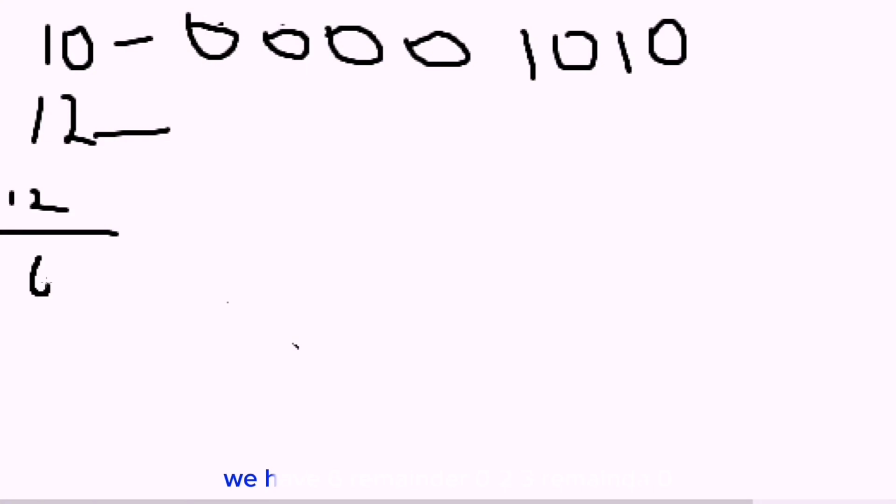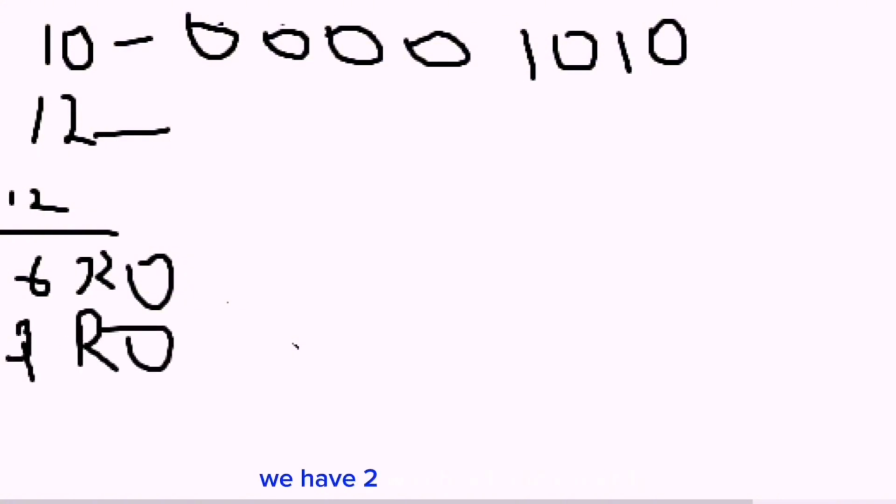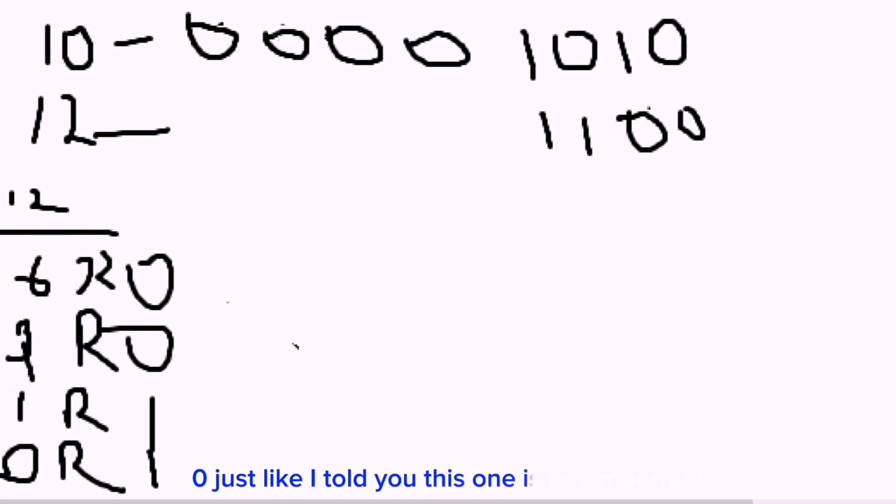We have 6, remainder 0; 2, 3, remainder 0. We have 2, which is 1, remainder 1. And we have 2, which is 0, remainder 1. So this is simply 1, 1, 0, 0. Just like I told you, this one is not important.